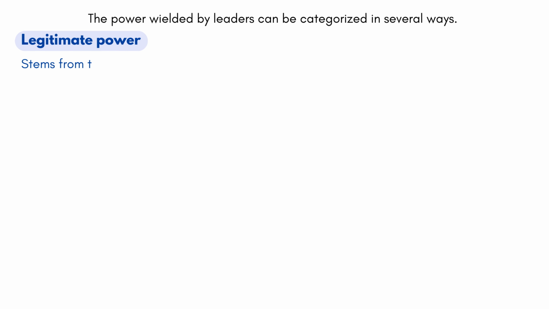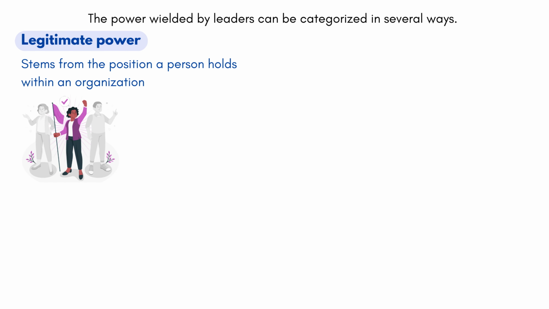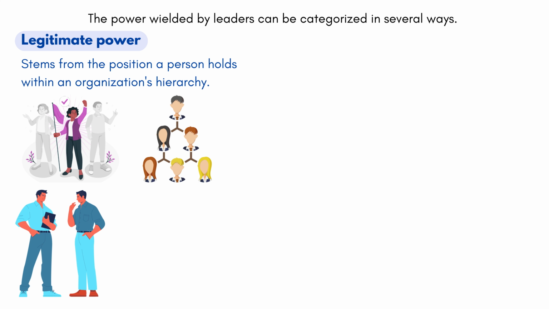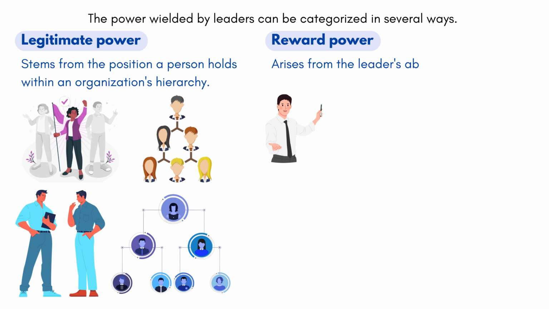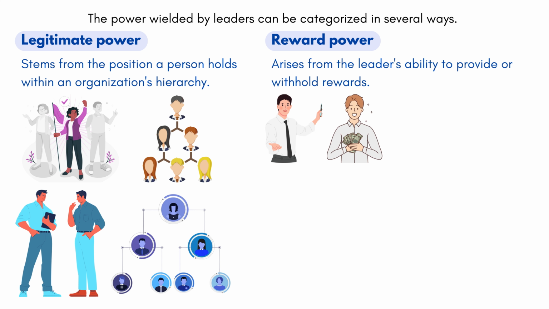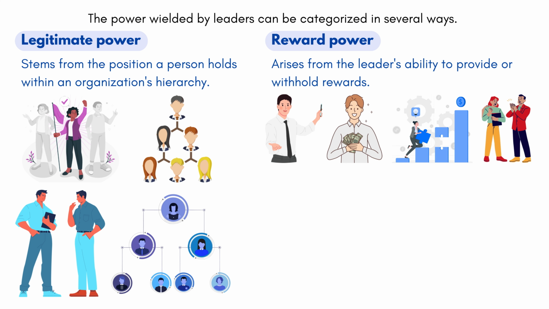The power wielded by leaders can be categorized in several ways. Legitimate power stems from the position a person holds within an organization's hierarchy. This form of power is often recognized by subordinates and colleagues alike, as it is part and parcel of the organizational structure. Reward power, meanwhile, arises from the leader's ability to provide or withhold rewards. This could be in the form of bonuses, promotions, or even praise.